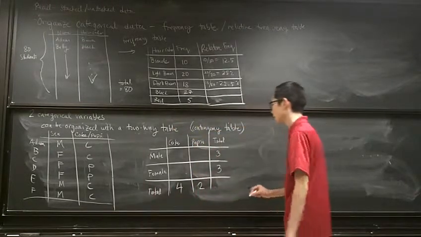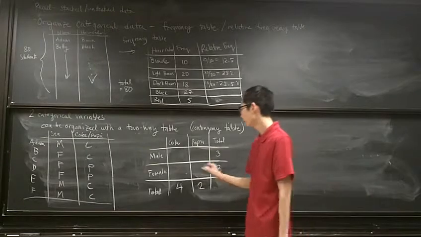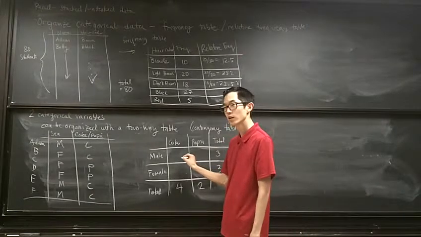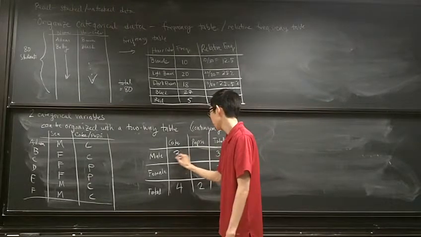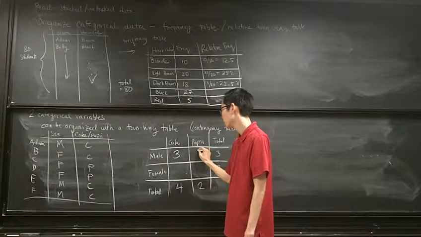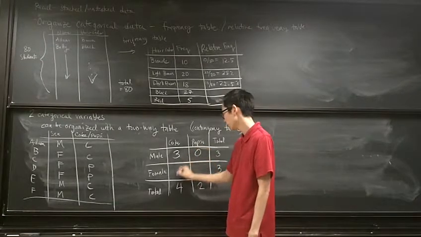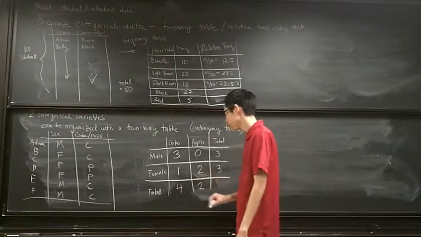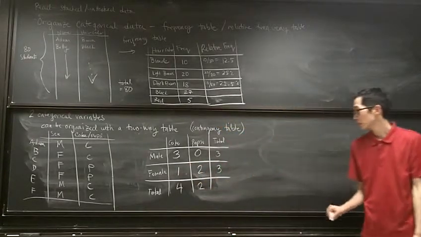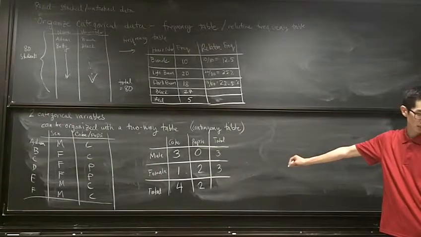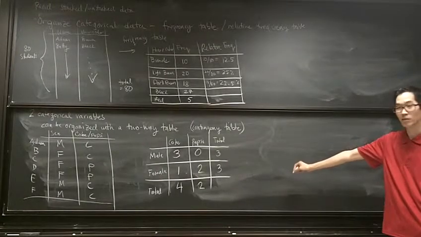So how many males like Coke? 3 males like Coke. And how many males like Pepsi? 0. And how many females like Coke? 1 and 2. So this is a two-way table. Alright, is this okay?